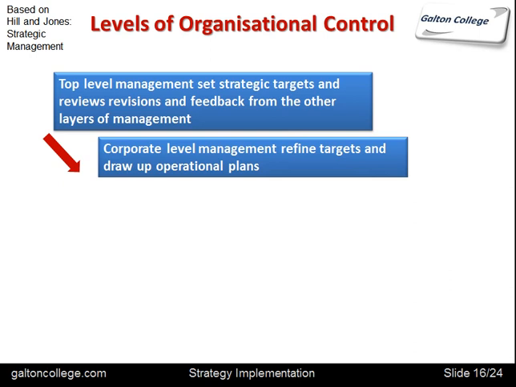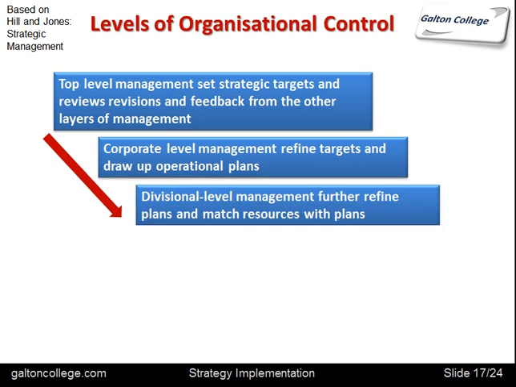The corporate level management defines targets and draws up operational plans. So the corporate level management defines the targets, what should be aimed at, and draws up the operational plans, who should do what within the organization. Divisional level management further refine the plans and match the resources, the available resources, with the plans. The available resources must match the plans. If the resources are not there, then the plans can't be enabled.